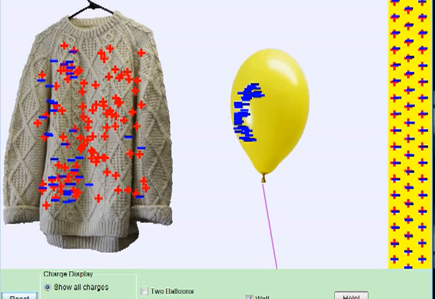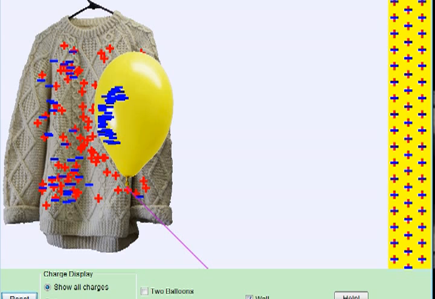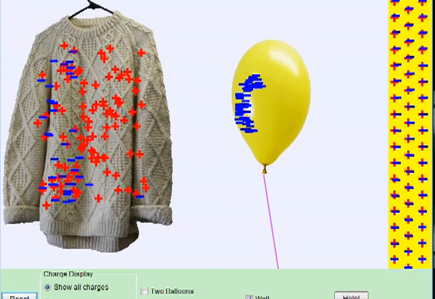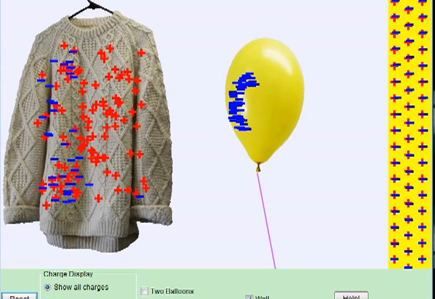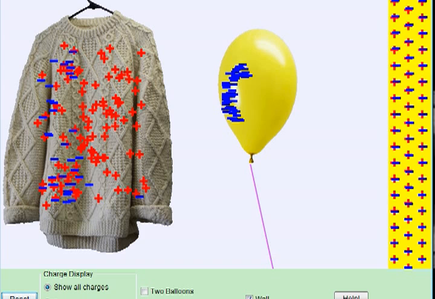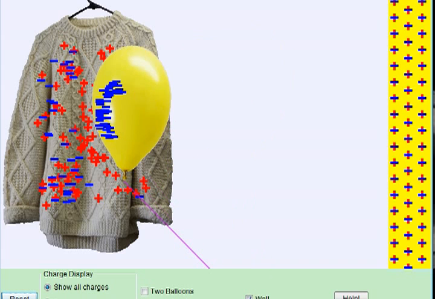As soon as I release it, the balloon is attracted to the overall positive charge on the jumper. The jumper has become positively charged because we rubbed it with the balloon and removed electrons, which means that on the jumper we now have more red pluses than blue minuses, so the jumper overall is positively charged. So we have a negatively charged balloon and a positively charged jumper, and the negative and positive charges produce an attractive force. If I release the balloon with my mouse again, we see that it's pulled towards the jumper.